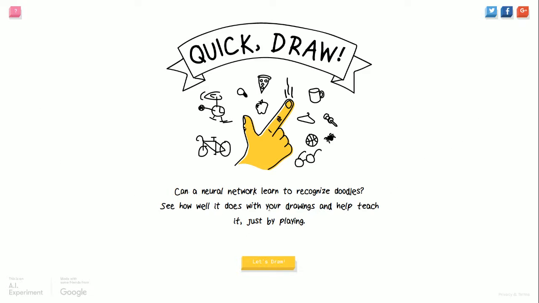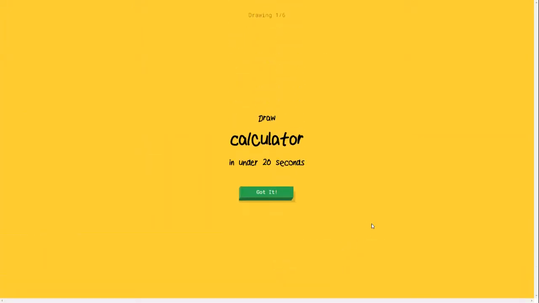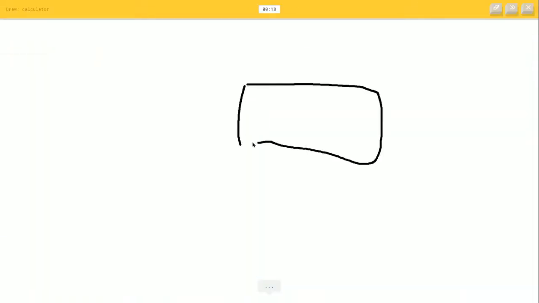Alright, so basically, like I was saying in the other video, which didn't record my voice, this is an AI experiment, as it says in the bottom left, where the AI has to guess what you're drawing. You have to draw 6 pictures, and the AI is going to try and guess what you're drawing. You're going to get given a thing to draw, and it could be really anything. So right now we've got to draw a calculator in under 20 seconds. So, let's go ahead and do that.